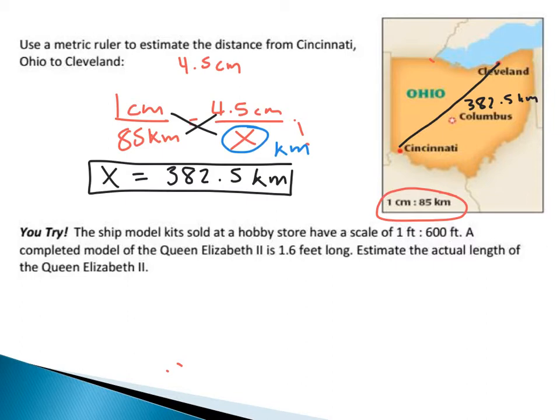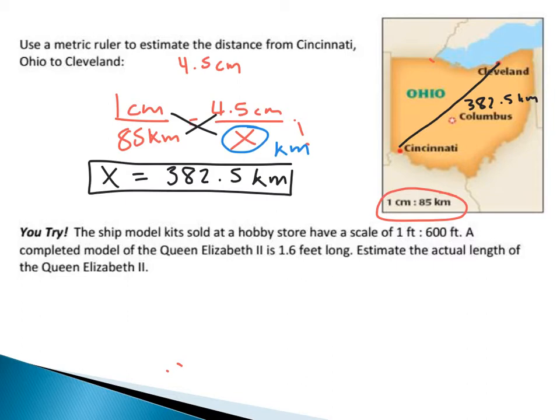Now kilometers, that's metric. Normally we talk about miles, but one mile is about 1.6 kilometers. So you can take this and almost double it. So you get a little more than 600 miles. Now I want you to see if you can do the same idea.